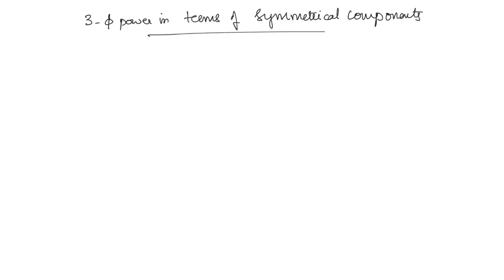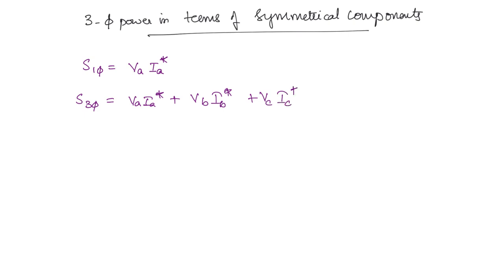Next we will try to express the three-phase complex power in terms of the symmetrical components. Now we know that the single phase complex power, how can we write it? S single phase is one single phase voltage into the conjugate of the current. What about the three phase complex power? This is going to be VA IA conjugate plus VB IB conjugate plus VC IC conjugate.